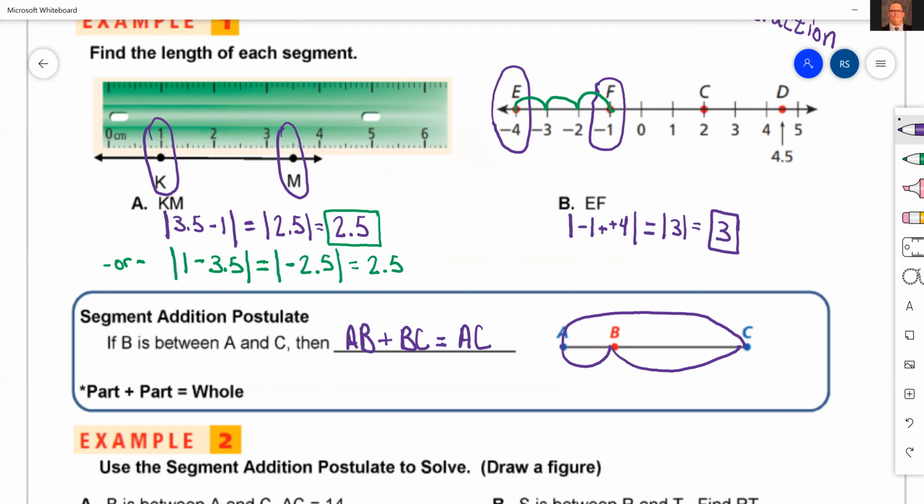Now, they give you this little way to remember. In case you don't want to remember the fancy name, just remember this little phrase down here: part plus part equals whole. That's basically all we did here. Here's one part plus another part. So part plus part equals the whole shebang.